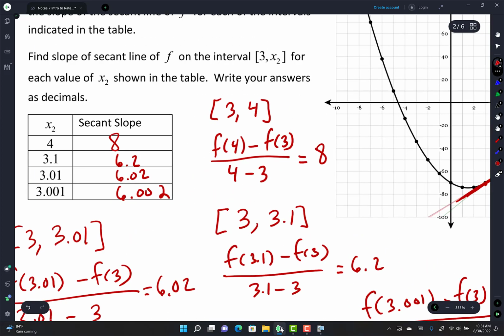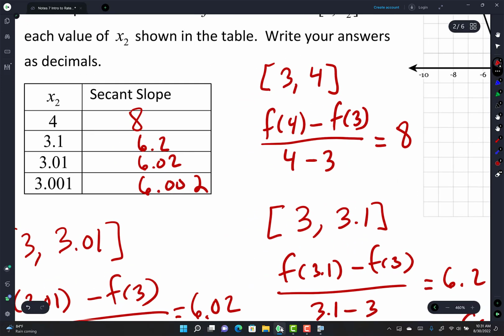No, I learned that by finding the slopes of my secant lines as I got closer and closer to 3. It's like the limit. Do you know what I mean? Yeah, it's exactly like the limit.